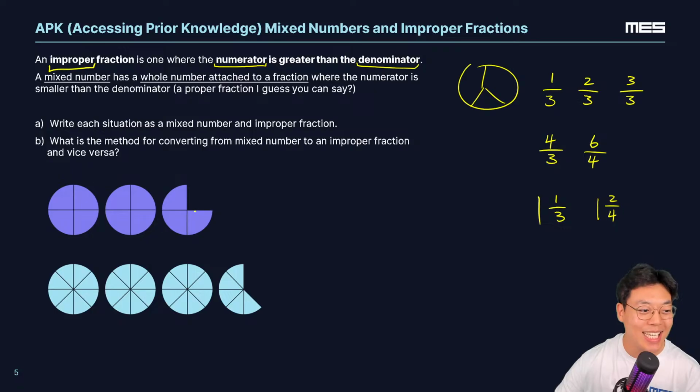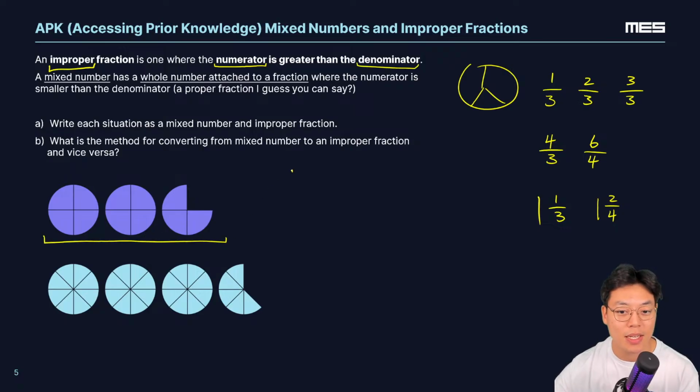All right. Let's take a look at these diagrams and try to write each of these diagrams as an improper fraction and a mixed number. So part A, write each situation as a mixed number and improper fraction. Look at this first one, the darker shade of blue. How would you write this as a mixed number?